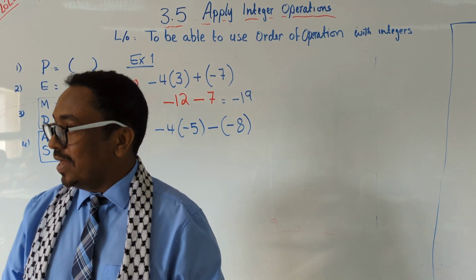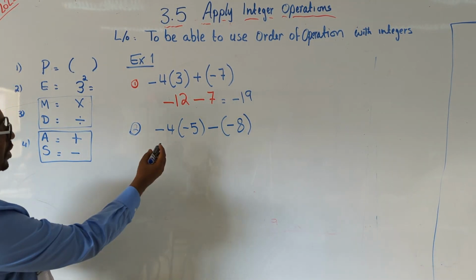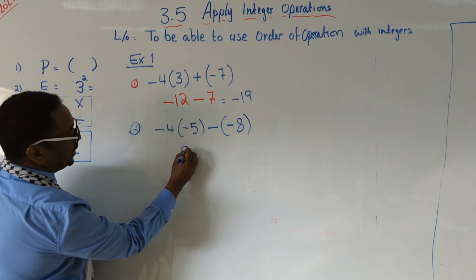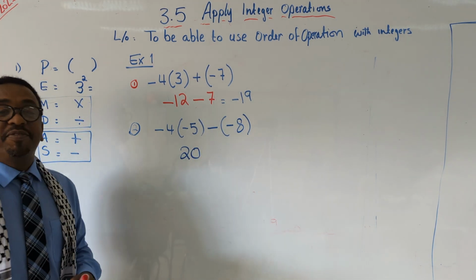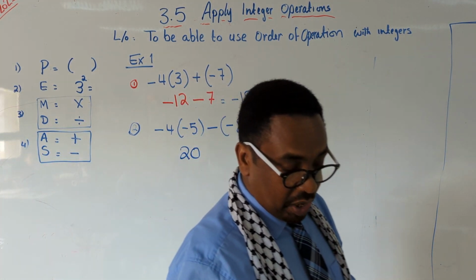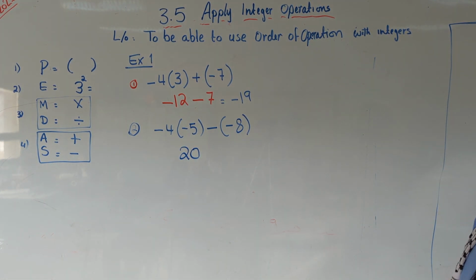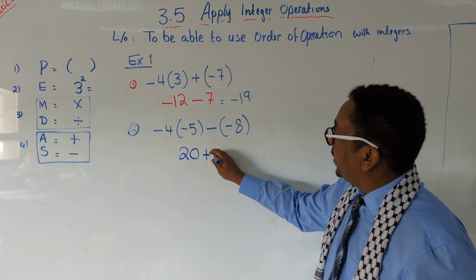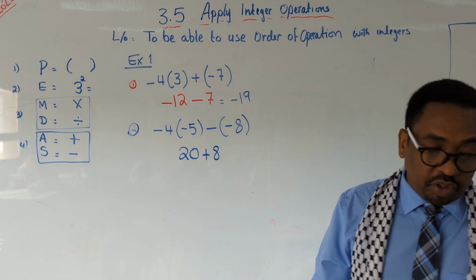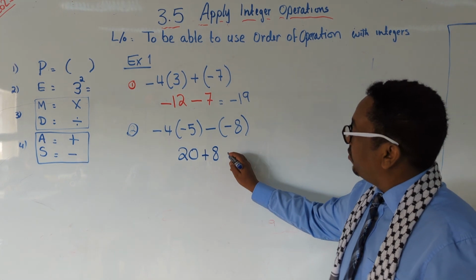Positive 20. Well done. Remember what we said? That's what you said, you were right. So that will be positive 20. So we have 20 here. And then remember, what is negative and positive when they are next to each other? They will become positive. So we have plus 8 here. So the final answer will become 28.